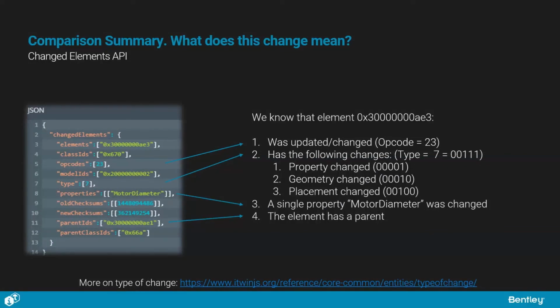Here's another example with different types of change. We have a single element that changed, given that arrays only contain 1 item again. We know that the element was modified due to the opcode. We can see that this element has more changes than just properties. In this case, we have the number 7, which is binary 111, which means that properties, geometry, and placement have changed in the element. We can see that the property motor diameter got changed. And we can see that this element does have a parent this time, with the given element IDs and class IDs as shown in the last arrays of the JSON object.